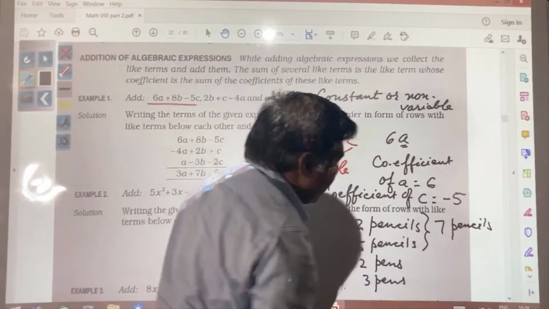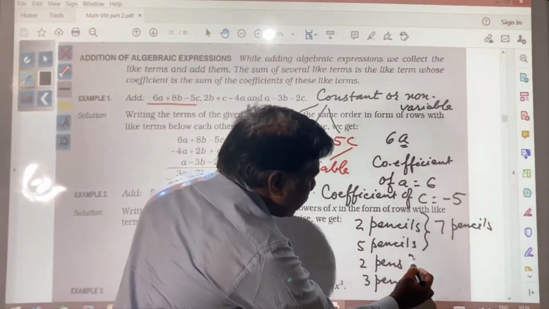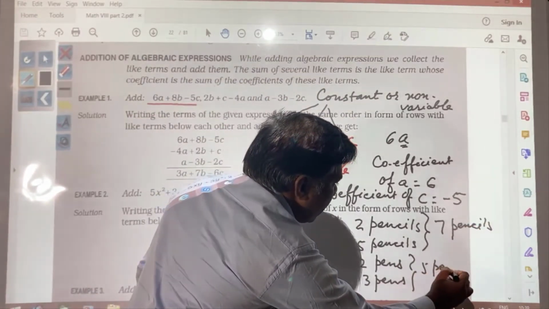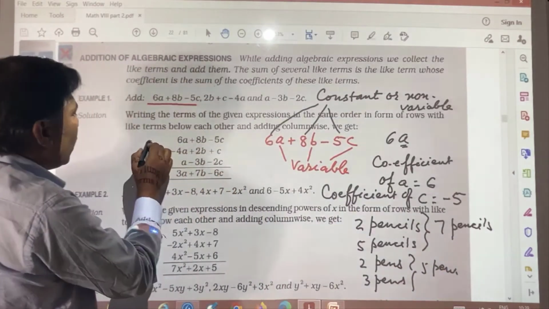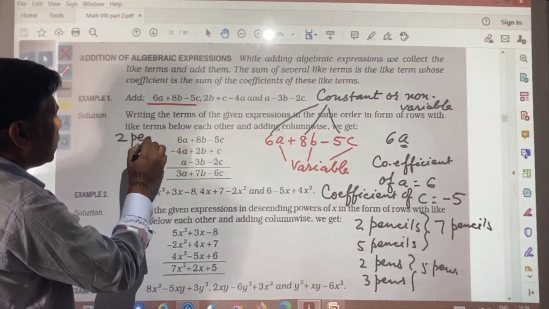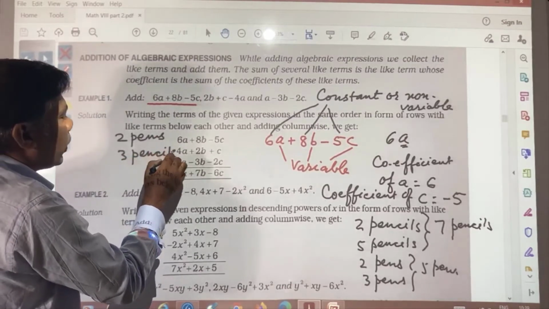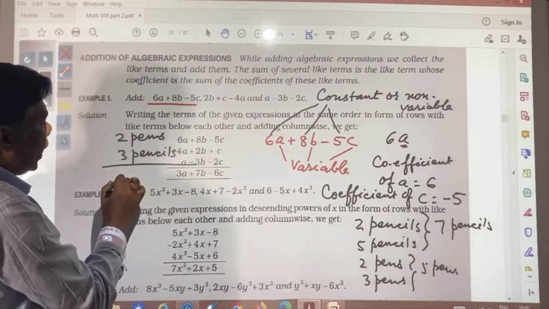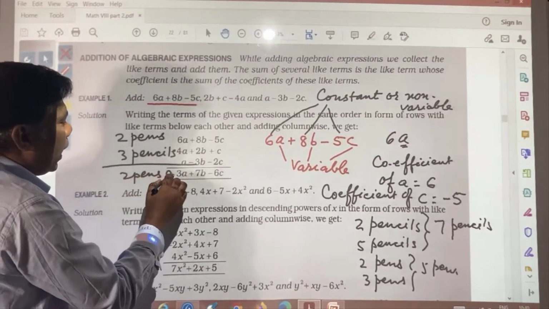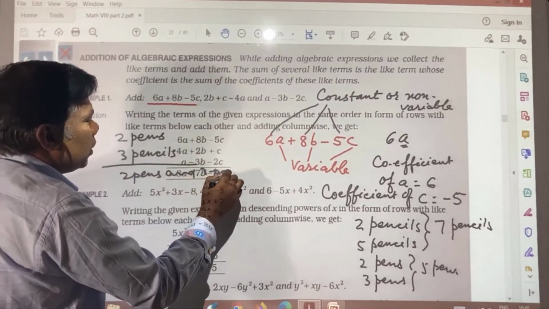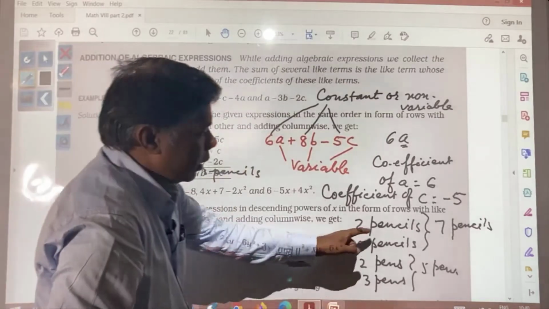In the same way, if you are adding 2 and 3 pens, you will get 5 pens. But suppose you want to add 2 pens and 3 pencils, you cannot add this. You need to write 2 pens and 3 pencils. So in this way you cannot add.